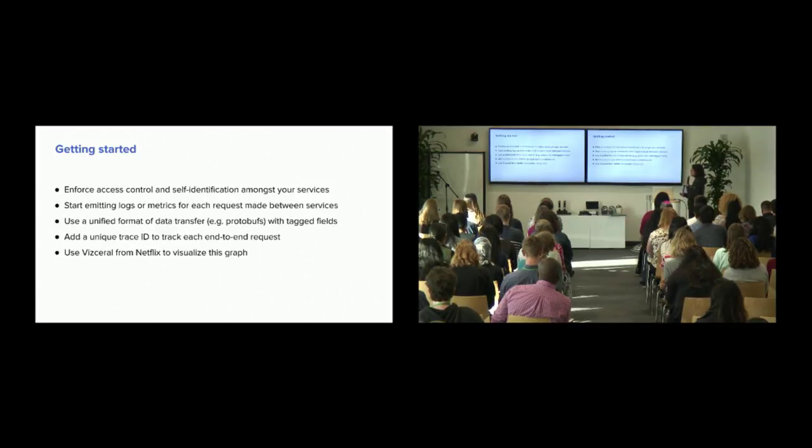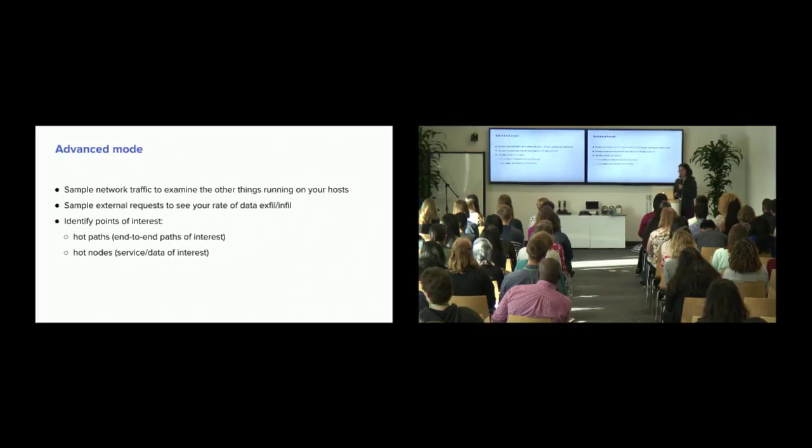It would be nice if you could use a unified format of data transfer. So at Square, we use protobufs for our RPCs. And then having tagged fields so that you can see these email addresses are being sent from here to here, or phone numbers are being sent from here to here, because it's actually labeled in the field or in the protobuf. We utilize a unique trace ID in order to track each end-to-end request. So anytime we get a request coming in from the website, for example, we can see the full path of how it's traversing through the organization. And then I mentioned use Vizceral from Netflix to visualize this cool graph. You can go advanced mode.